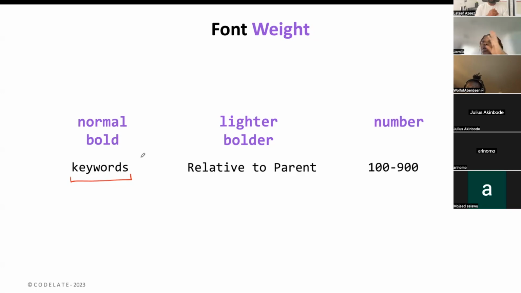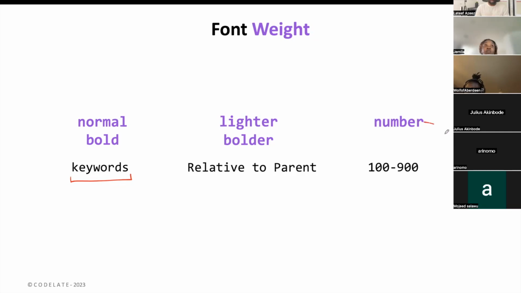The other one is, yeah? Sorry, relative to parent only. This is not something that could be related to roots. No, it's just to the parent. Yeah. The last one is using numbers. So you can actually specify 100 to 900.